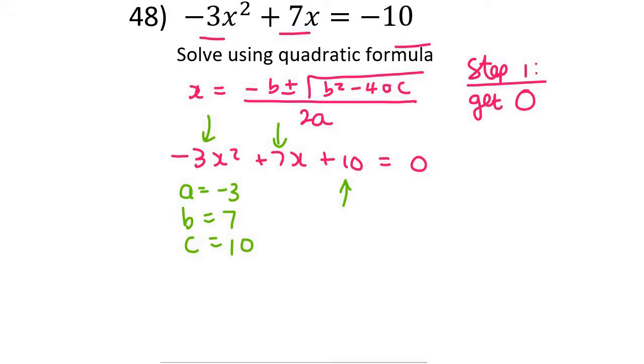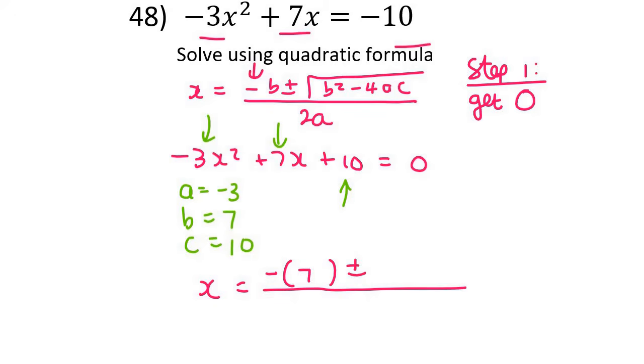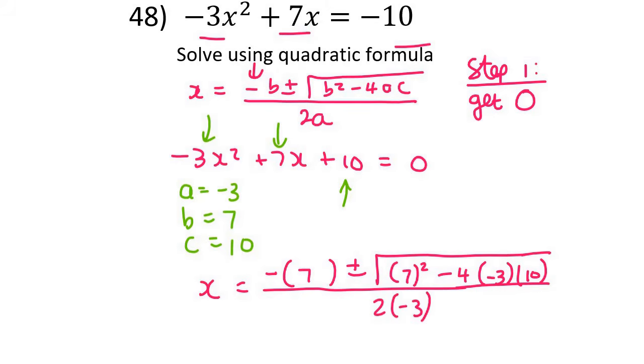You then go ahead and fill that on the calculator, or first let's put it into the formula. Let me show you how that works. So notice that there's a minus here, so we say minus, then in brackets we're going to put the 7, then there's a plus minus, then it's a bracket, always a bracket, and then minus 4, then a is minus 3, and then c is 10. And then at the bottom we're going to have 2, and then in brackets minus 3.